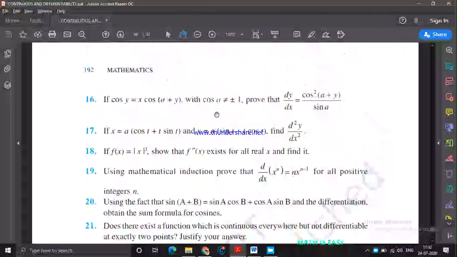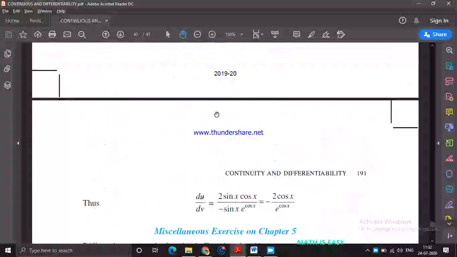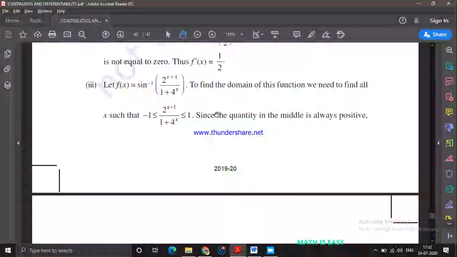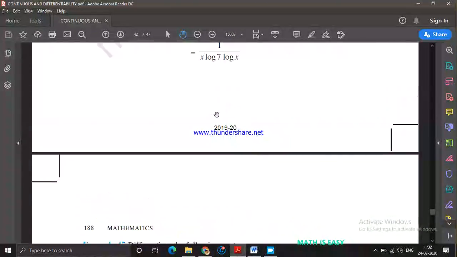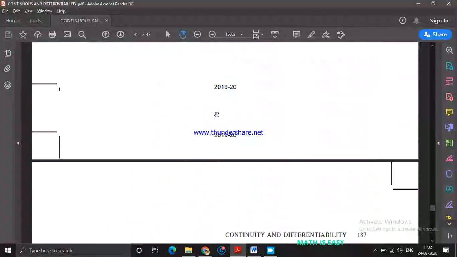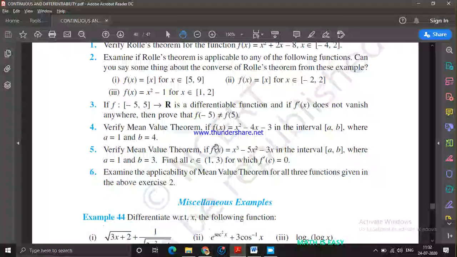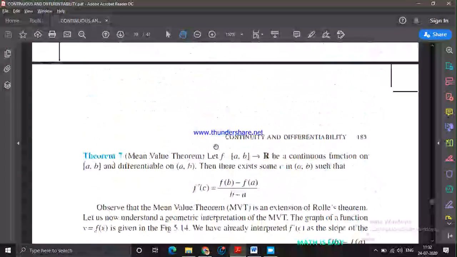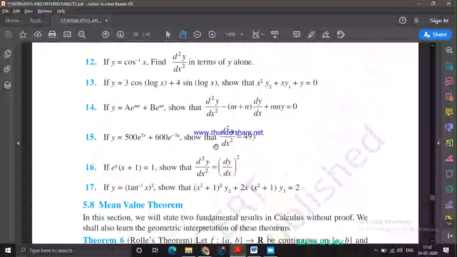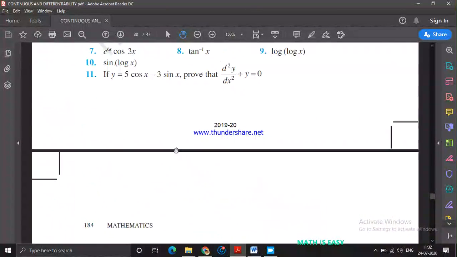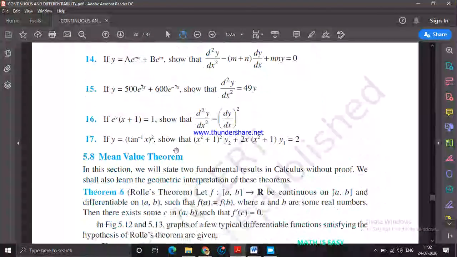So we are going to start the miscellaneous exercises, and maybe we'll see the examples whichever you can solve. Until 5.7 we already discussed the question answers. Then you have mean value theorem, which is removed from the syllabus for this year. So I have one question from the exercise 5.7. Just we'll solve that one, then we'll move to the miscellaneous questions like 17th question.